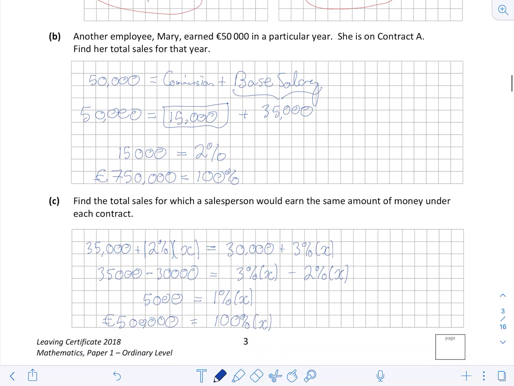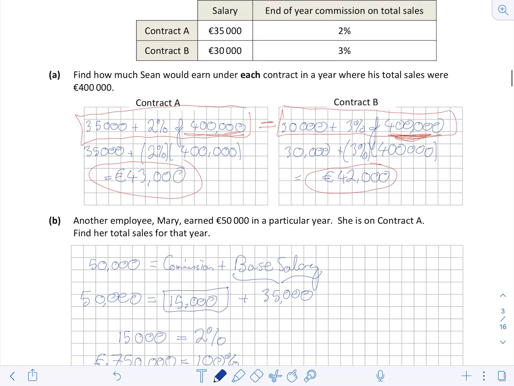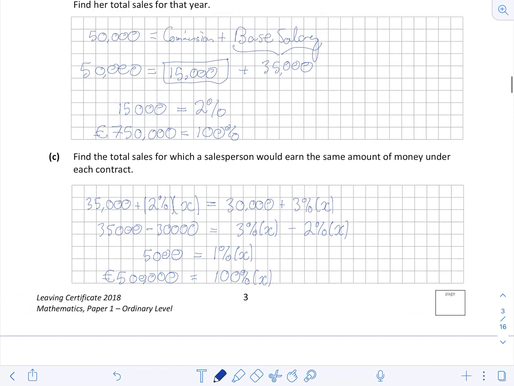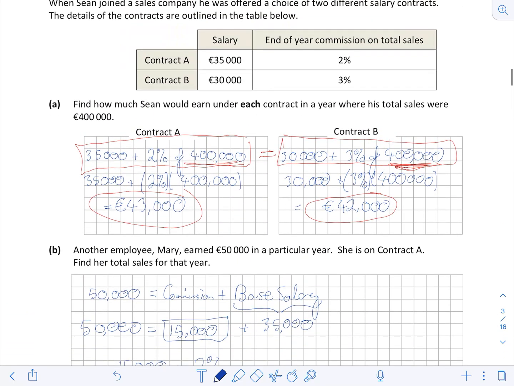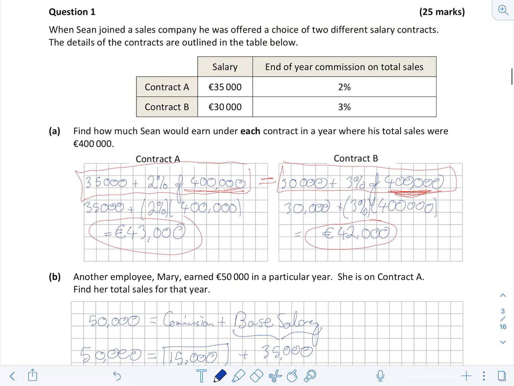Okay. So if the person sold €500,000 worth of stuff, it wouldn't matter which contract they were on. Then if they sold more than 500,000, they would be better off on contract B. So I think that's question 1 answered. Okay, yeah, so I'm going to leave it there and I'll put up each question individually. That might be a better system, okay?